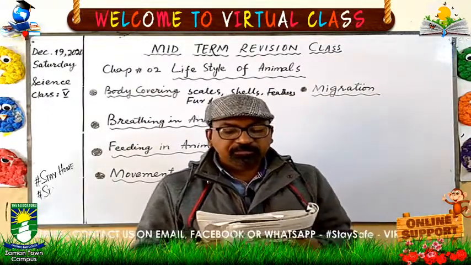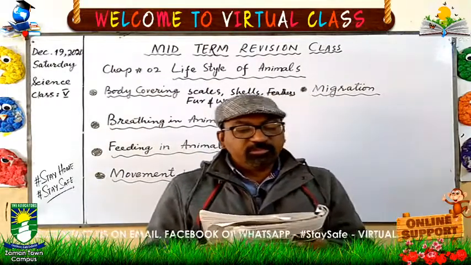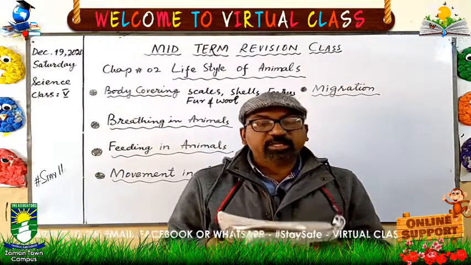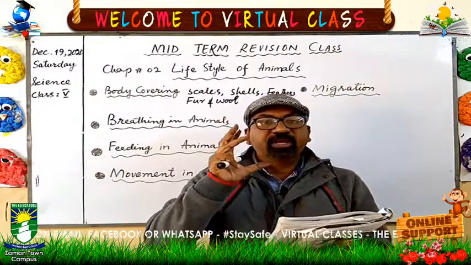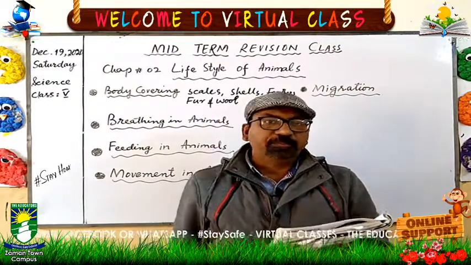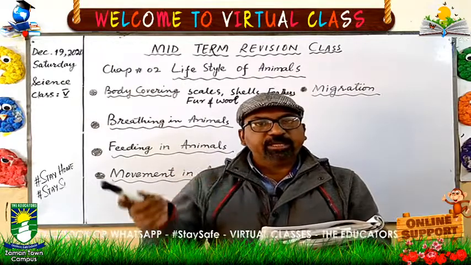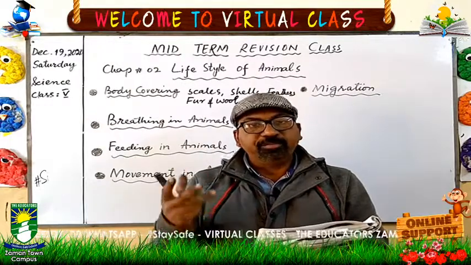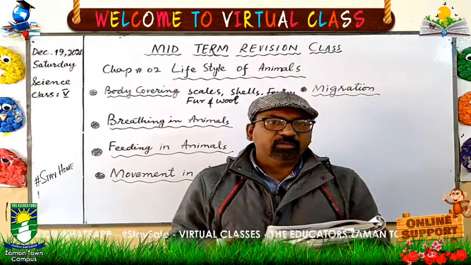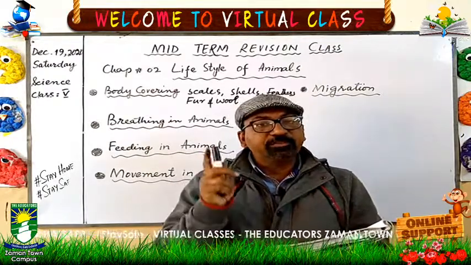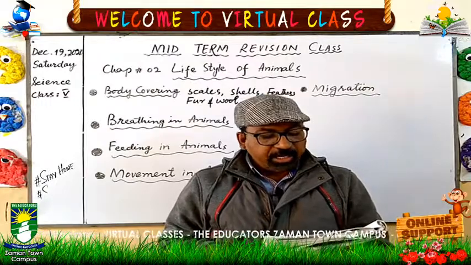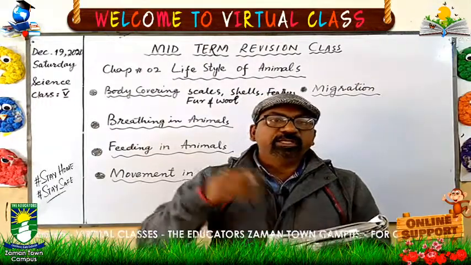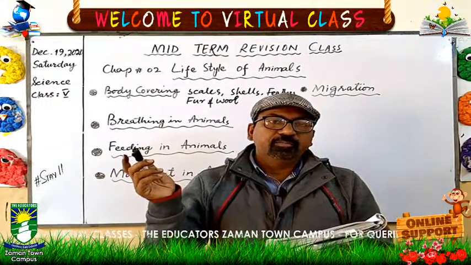A frog is the example which breathes through its moist skin when it is in water. A frog has three ways of taking in air. Means for breathing, it has three ways. When it is in the water, it breathes through the skin. It breathes with the lungs when it is on land.